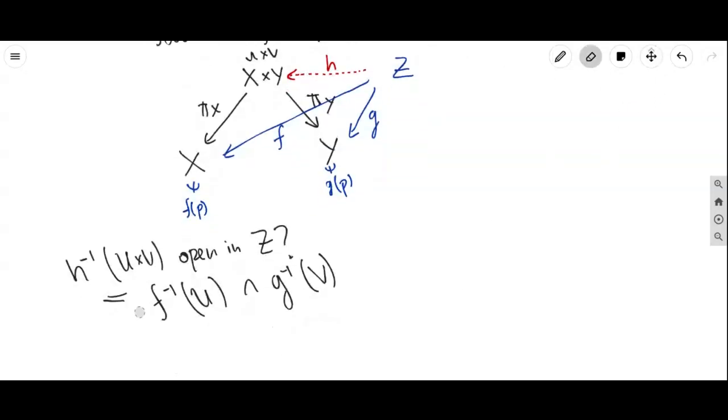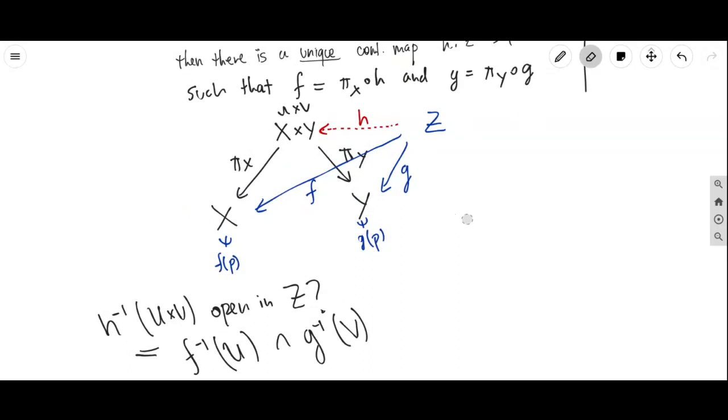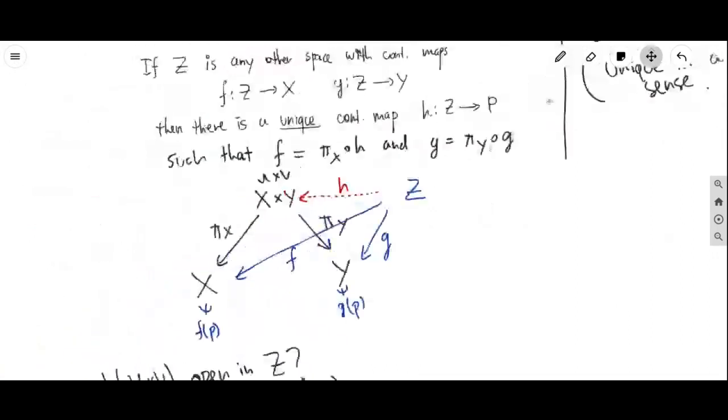Now, f inverse of U is open. This is open because f is a continuous mapping. U is an open set, so f inverse of that is going to be open, and V is an open subset of Y, so g inverse of V is going to be open. So this is the intersection of two open sets, and therefore it's going to be open in Z. So that shows that the product exists. There's a unique mapping h to the Cartesian product, and it's continuous, and it makes the diagram commute.